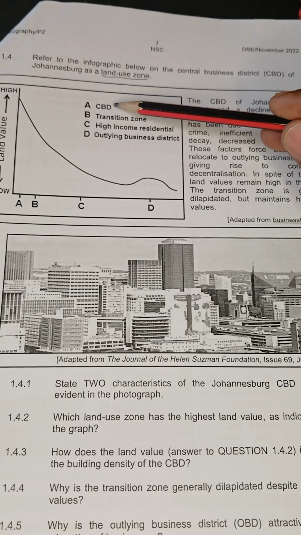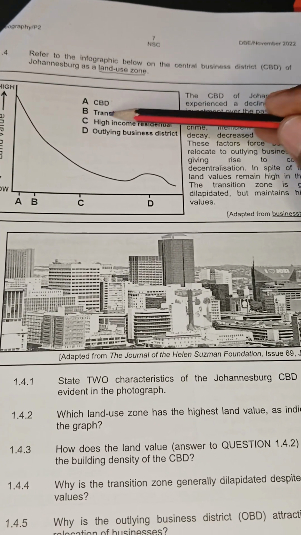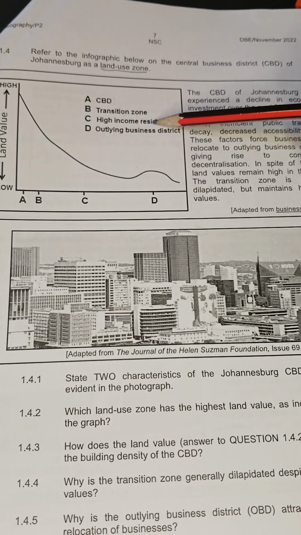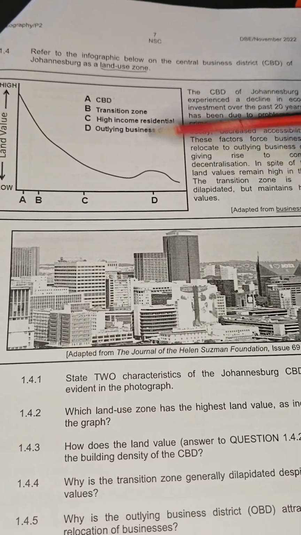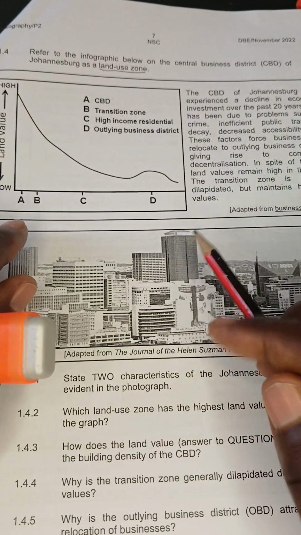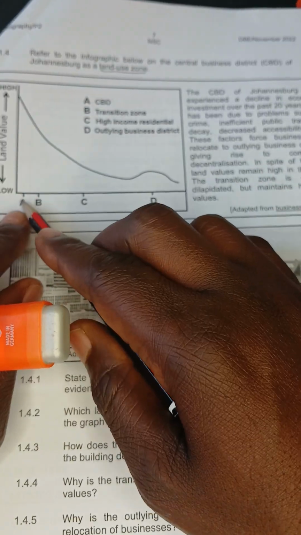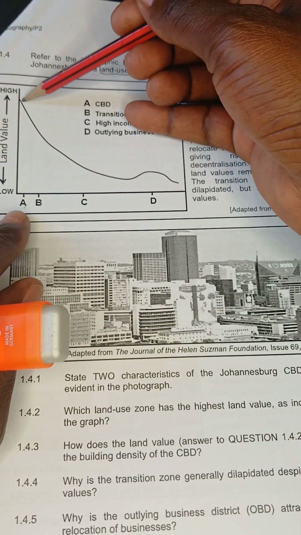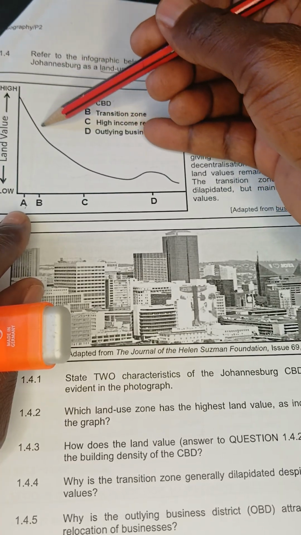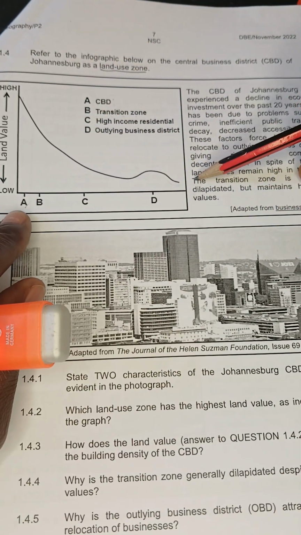Looking at this, you can see there's a Central Business District, the CBD, a transition zone, which is normally at the outskirts of the CBD, high income residential, which is also known as high class, then you've got the outlying business district. What can you deduce from this diagram? In terms of the height of the buildings, within the CBD the buildings are tall. We have skyscrapers, but the height decreases as you move away from the CBD.